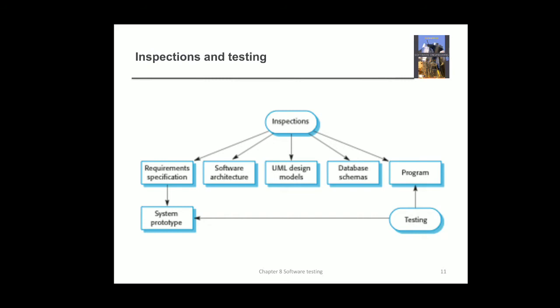Testing can be applied only to the system prototype. Right, a prototype is a model that replicates the final version of the application that we are going to build. For that we can have testing, and for the overall program we can go for testing. Right, this is the importance of inspection as well as testing. Testing cannot be applied for the requirement specification, software architecture, or UML design models. For all these things, we cannot apply testing. Testing can only be applied to the overall program that we have built, or to the system prototype.